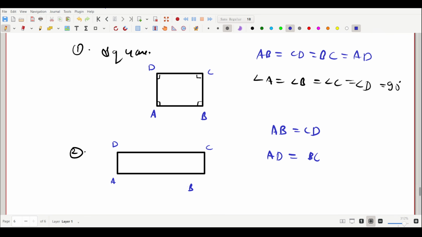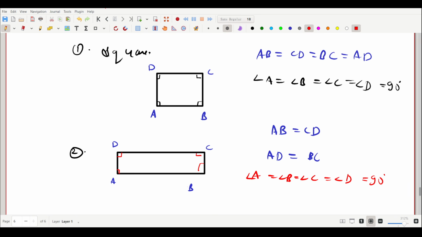But just like a square, here also each angle is a right angle. Each angle is 90 degrees. That means angle A equal angle B equal angle C equal angle D, all of them equal to 90 degrees. That's a rectangle. So how is a rectangle different from a square? All the sides are equal in a square, but only opposite sides are equal in a rectangle.